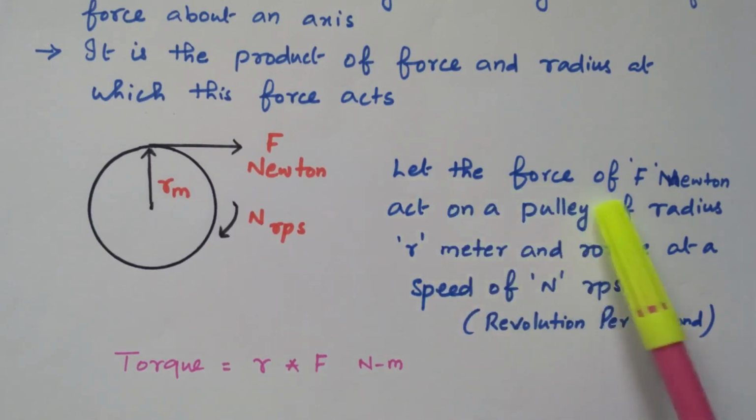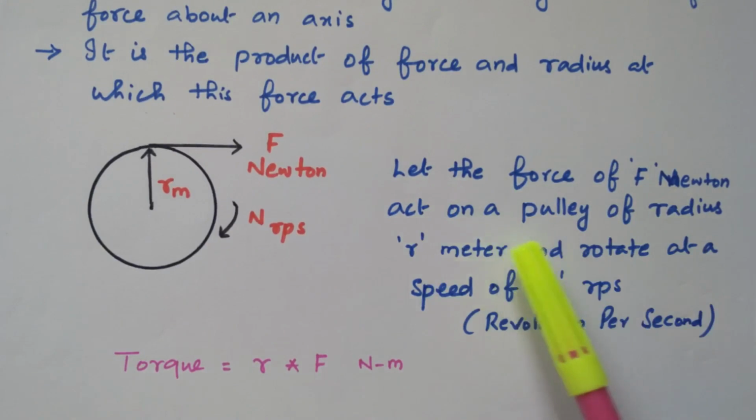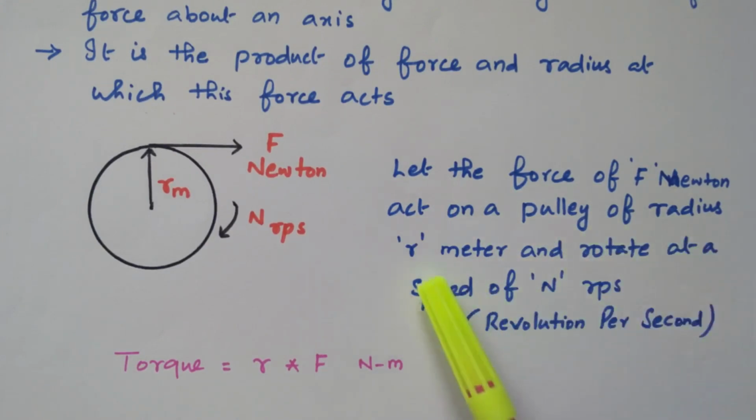Let a force of F Newton act on a pulley of radius R meter and rotate at a speed of N revolutions per second. Then the torque is nothing but radius into force. So the torque is nothing but the twisting or turning moment of the force about its axis.